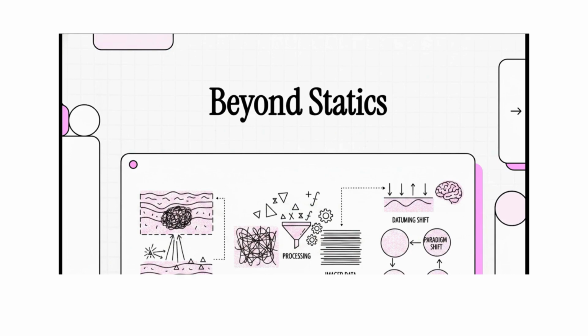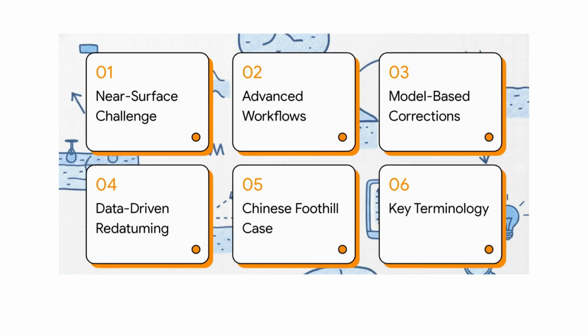Today, we're going to break down the heavy mathematical concepts and the massive paradigm shift happening right now in how we handle near-surface anomalies. We'll look at the theoretical models, and we'll explore exactly how these advanced datuming schemes actually work in practice. Here is our roadmap for today. We'll be covering the near-surface challenge, advanced workflows, model-based dynamic corrections, data-driven interferometry, a really cool Chinese foothill case history, and we'll wrap up with some key terminology.